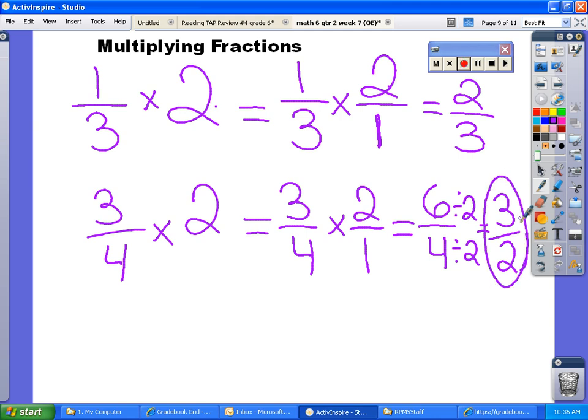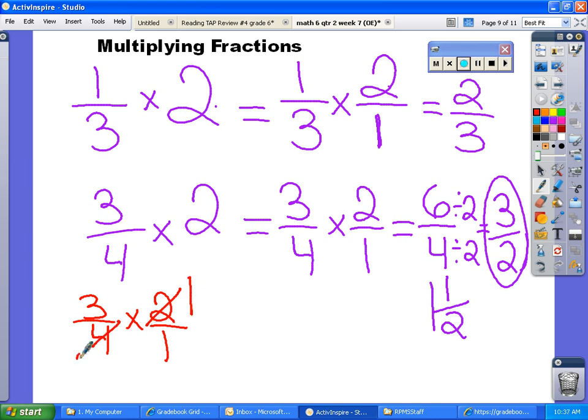How many times can 2 go into 3? 1 time. 3 take away 2, 1 left over, denominator is the same. You might say, hey, Miss Bailey, we can also do that by canceling. So if we have 3/4 times 2/1, I could say 2 and 4 both have a common factor of 2. 2 divided by 2 is 1. 4 divided by 2 is 2. So 3 times 1 is 3. 2 times 1 is 2. Change that to a mixed number, 1 and 1/2.